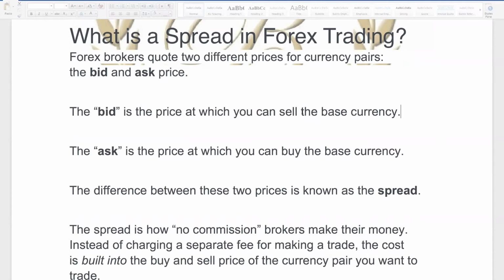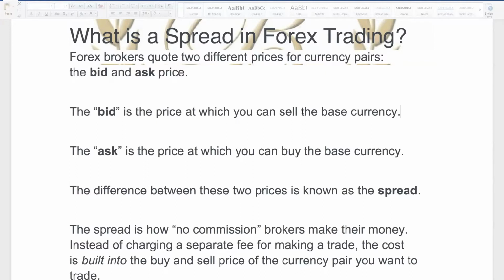Forex brokers quote two different prices for a currency pair, the bid and the ask price. So the bid is the price at which you can sell the base currency. When I say base currency, when you want to trade two currencies, you always have a base currency and a quote currency. The base currency is the first currency. The quote currency is the second currency.